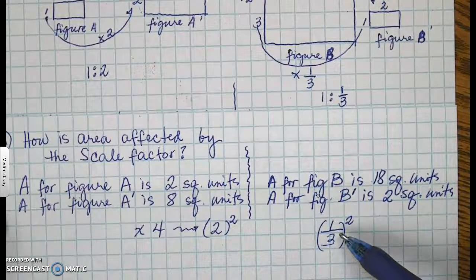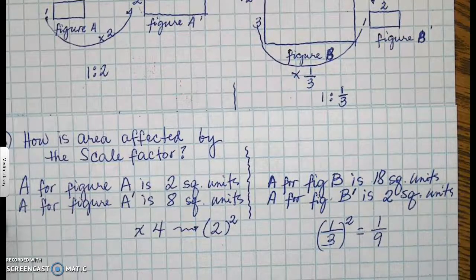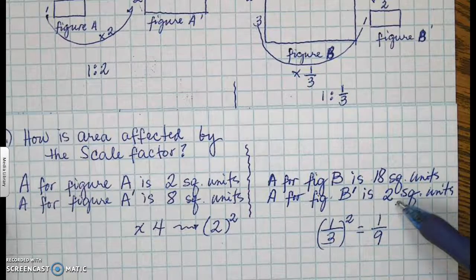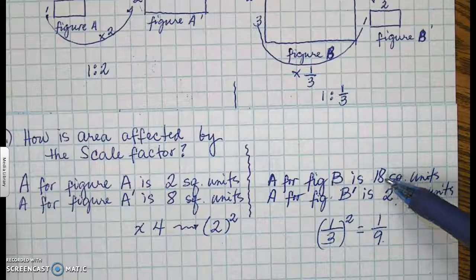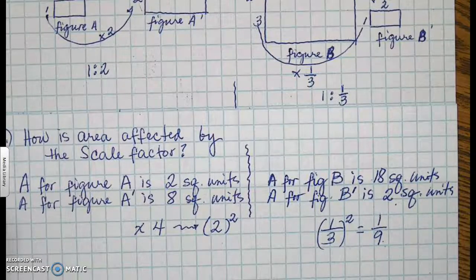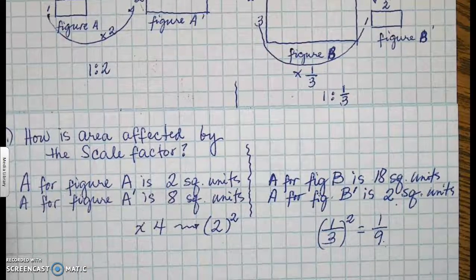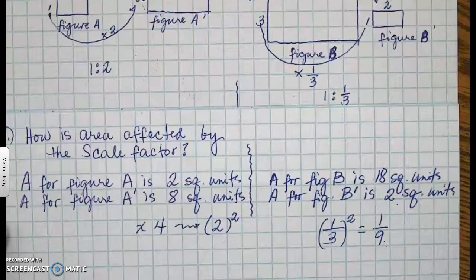If I get my scale factor of 1/3 and I square it, I will end up having 1/9. So let's see. Is 2 1/9 of 18? Or do I have to multiply 18 by 1/9 to get the 2? Or do I have to divide 18 by 9 to get the 2? And the answer to all those questions is a yes. Therefore, I want you to remember that when it is area we're talking about, the scale factor is still being used, but you need to square it.